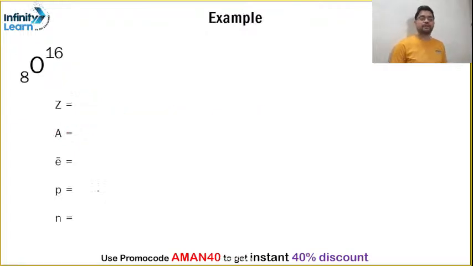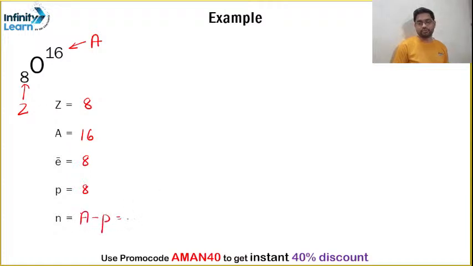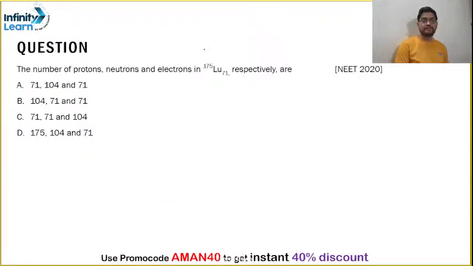Okay, clear? So let us take this as an example again. Oxygen. This is Z, this is A. So Z is equal to 8, A is equal to 16. That is, atomic number is 8, mass number is 16. Number of electrons is equal to Z, that is 8. Protons again 8. And number of neutrons is A minus P, that is 16 minus 8, equal to 8. Clear?